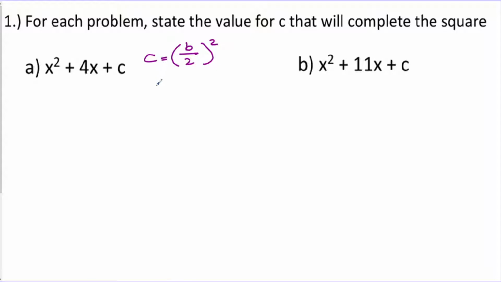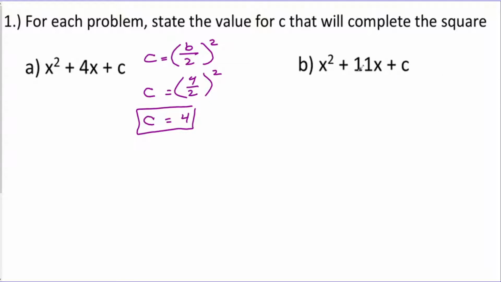So I'm going to take my b value, which is 4, and say if I do 4 over 2 squared, right, that would be my c value. And so for this problem, that would be 2 squared, which is 4. So first problem, letter A, is just 4.